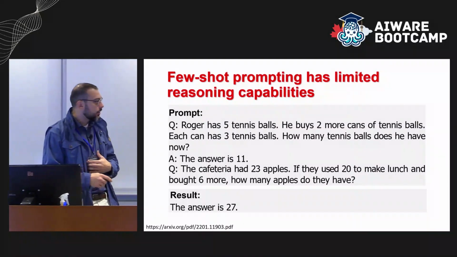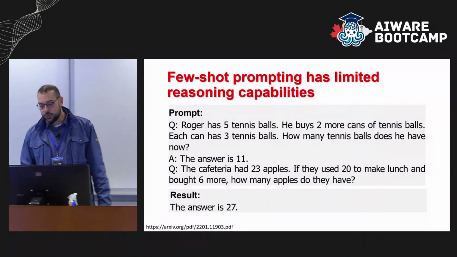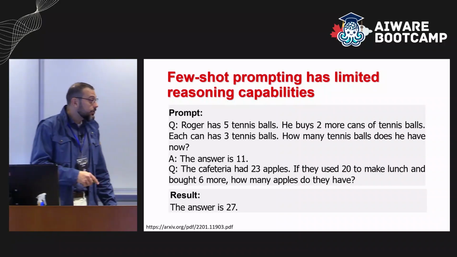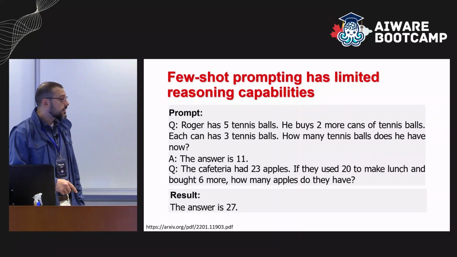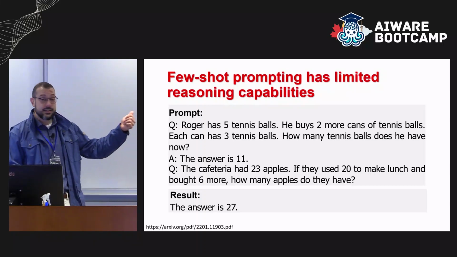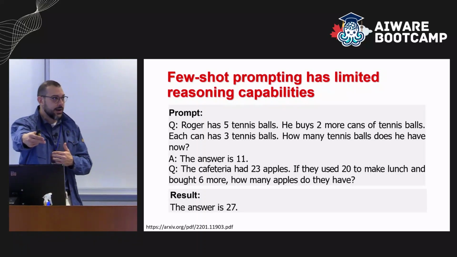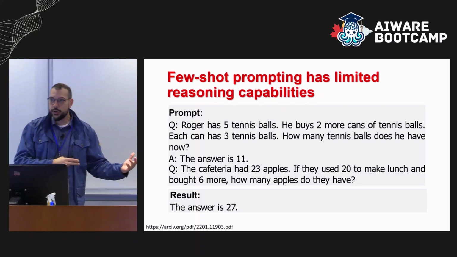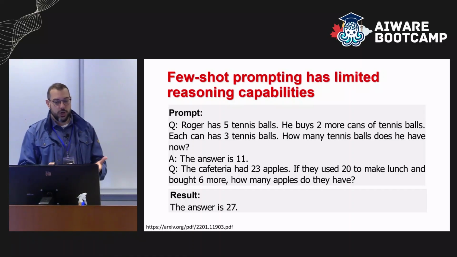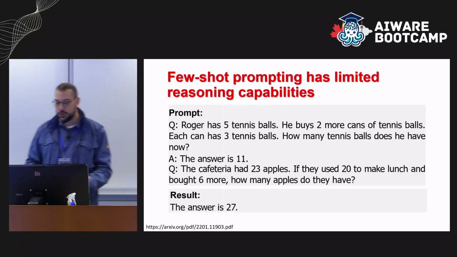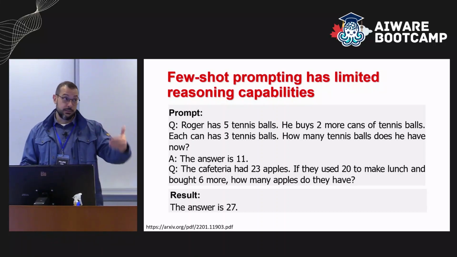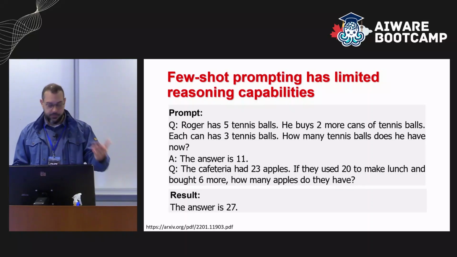The cafeteria had 23 apples. If they used 20 to make lunch and bought 6 more, how many apples do they have? And the model produced this answer. The answer is 27, okay? See that it tries to follow the example, just arrive at the answer directly, okay? And the answer is incorrect, okay? So using these few shot examples or few shot prompting will not make you arrive at correct answers for some problems, especially question answering, math problems, and so on.